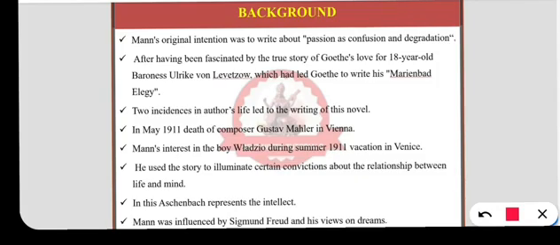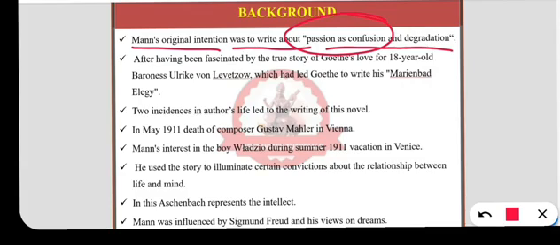Background of the novel. Thomas Mann's original intention was to write about passion as confusion and degradation. See, passion as confusion. What does it mean? It means a person who is passionate about something is not able to decide what it is, because sometimes the human mind gets inclined to writing, sometimes suddenly he is interested in painting, and sometimes he wants to become some official. So, in which area he has passion, he is not able to understand.